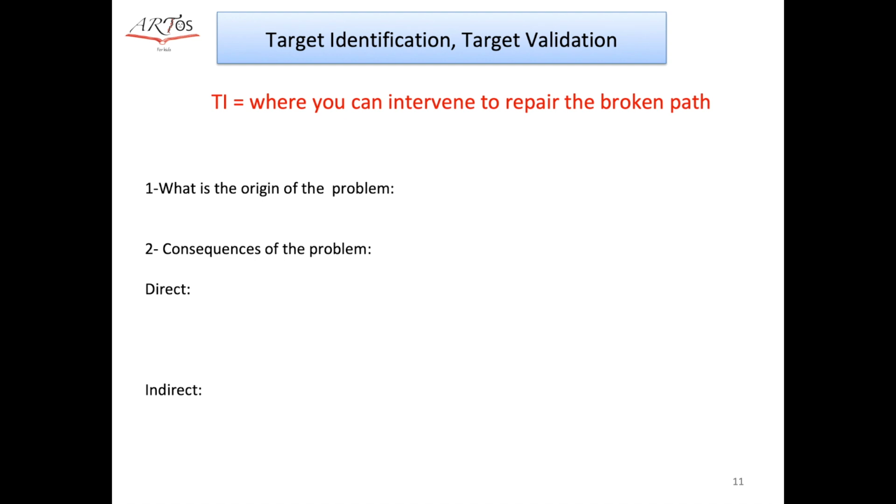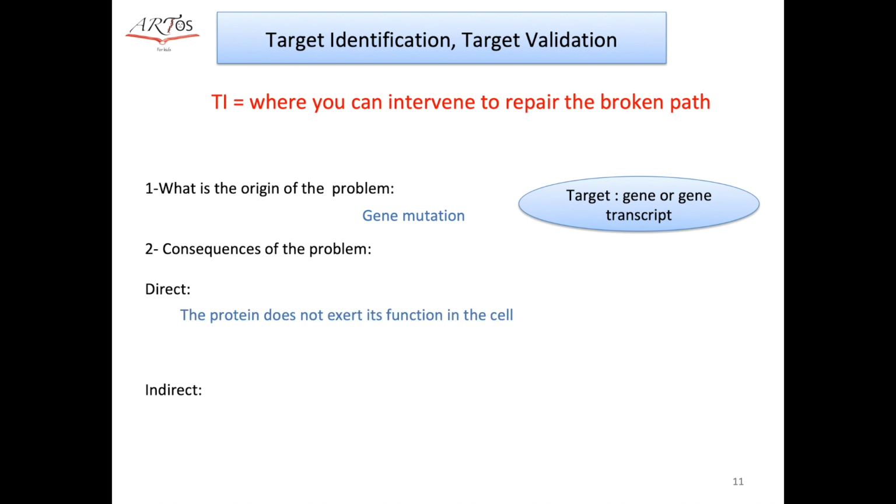The first step is target identification and then validation. Target identification is where you can intervene to repair the broken path. There are two levels of intervention. First, tackling the origin of a problem, which in most rare diseases is a gene mutation. The target would be the gene or the gene transcript. Second level is the consequence of the problem, the direct consequence. The protein resulting from the gene mutation does not exert its function in the cell. The target would be the protein itself with protein replacement.